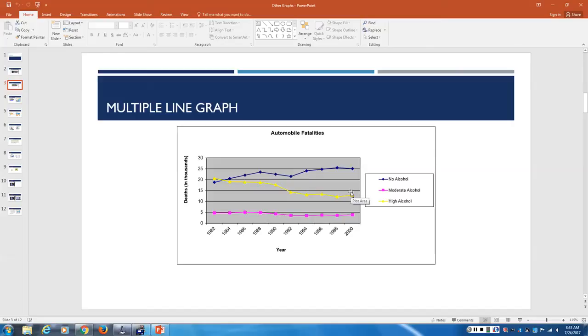They could have given you the number of no alcohol related fatalities, moderate alcohol related fatalities, and high alcohol related fatalities in a table. And you would have sat there, because I would have, and stared at those numbers and said, okay, that's nice, but I don't see anything obvious that this is telling me. But when I make a picture of it, I can see a lot more.